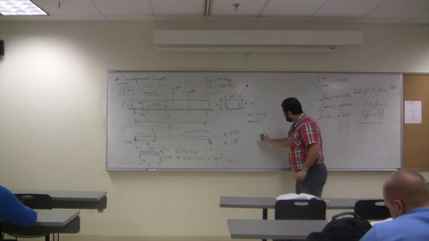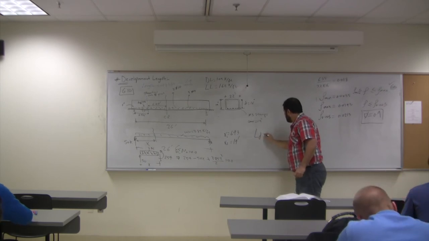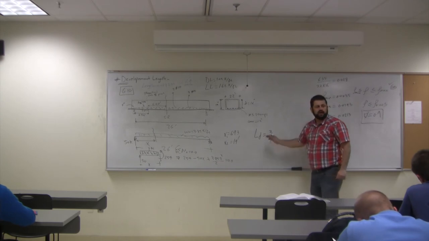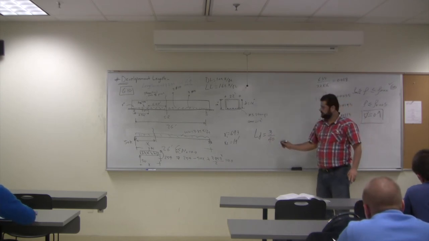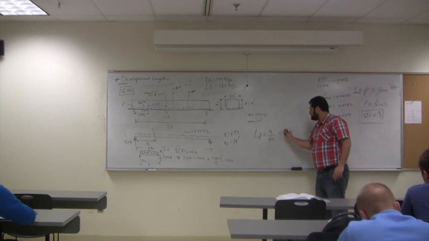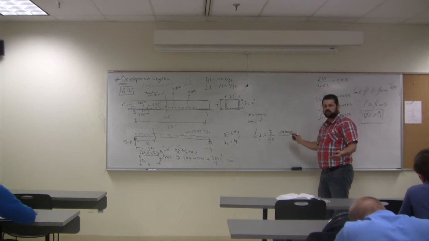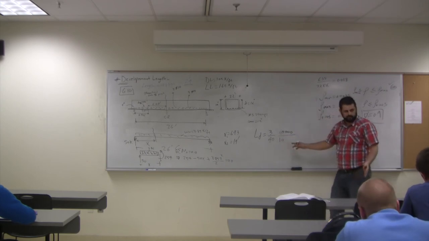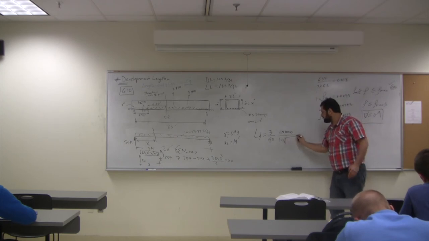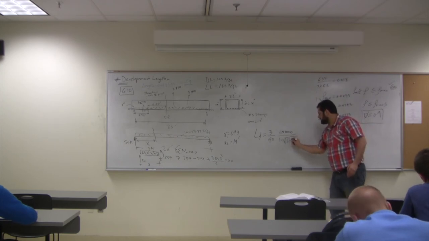What's Ld now? 3 over 40, right? Fy over lambda f prime c, right guys? Fy is what? 60,000. It's normal wet concrete, so lambda equals 1. I'm going to put the value of lambda, 1, for you to know. Square root of f prime c, which is 5,000 psi.